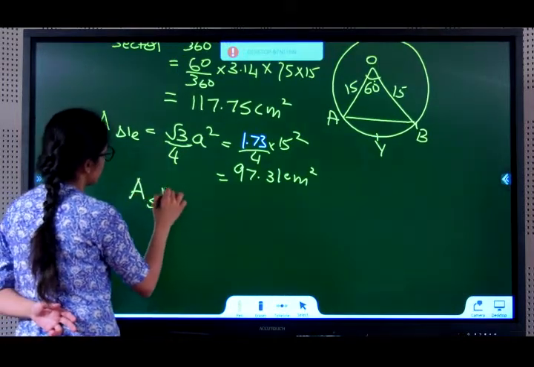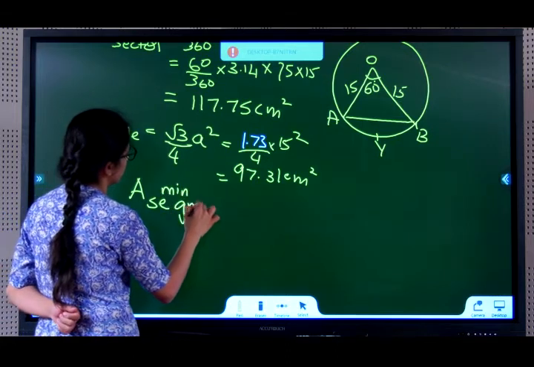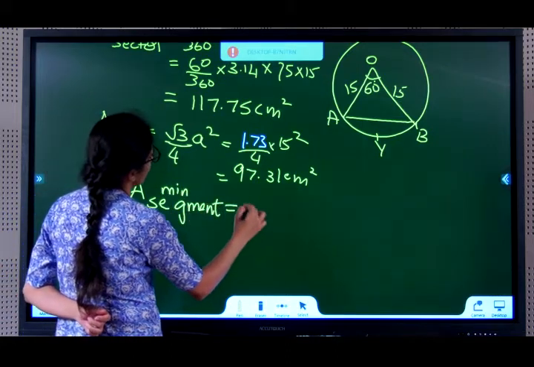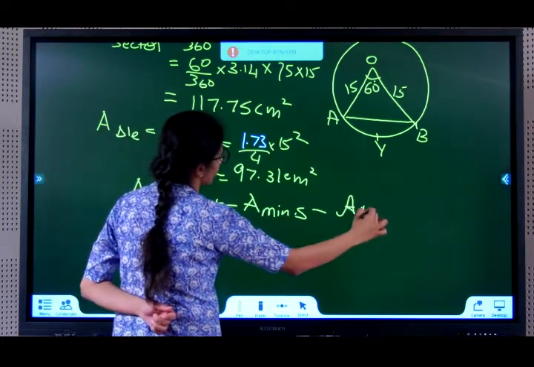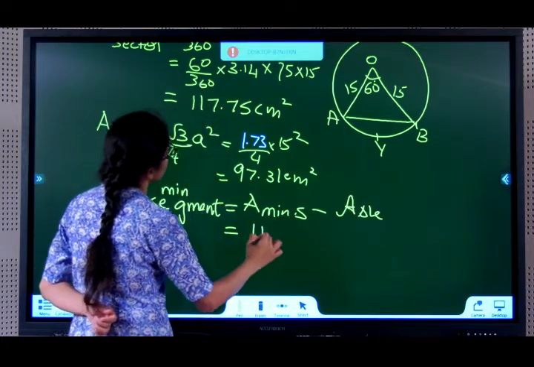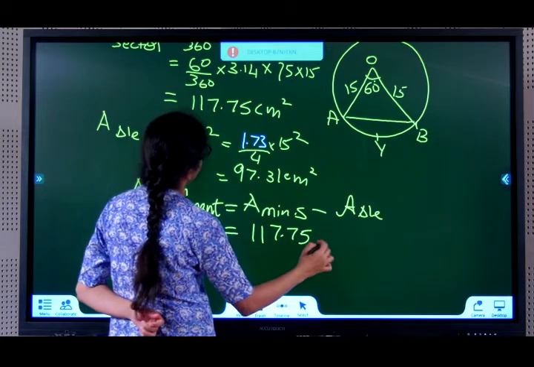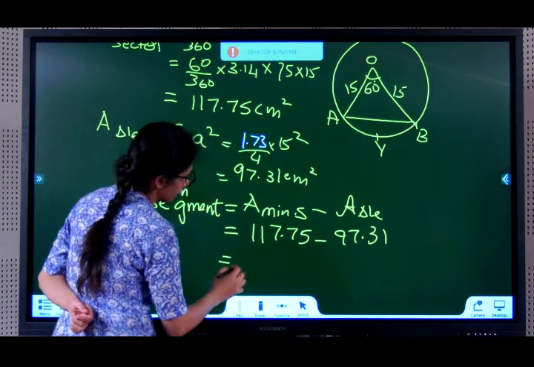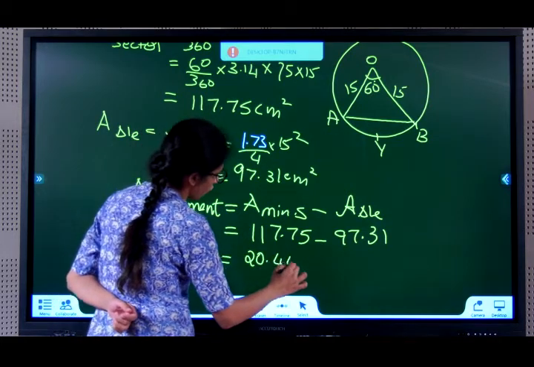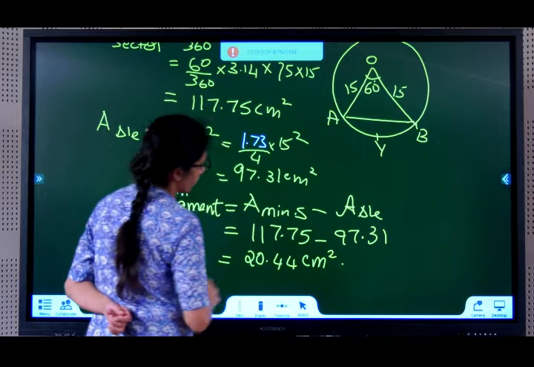So now we can find the area of the minor segment. Area of the minor segment is therefore area of minor sector minus area of triangle. Area of minor sector 117.75 minus 97.31. We therefore get 20.44 centimeter square.